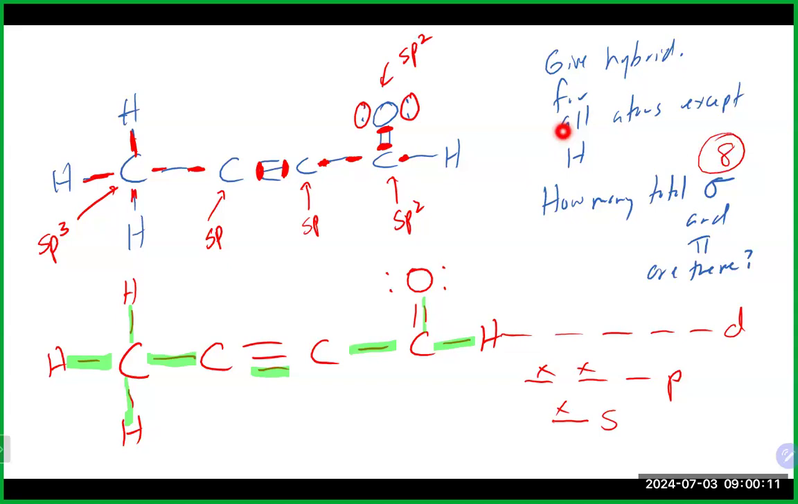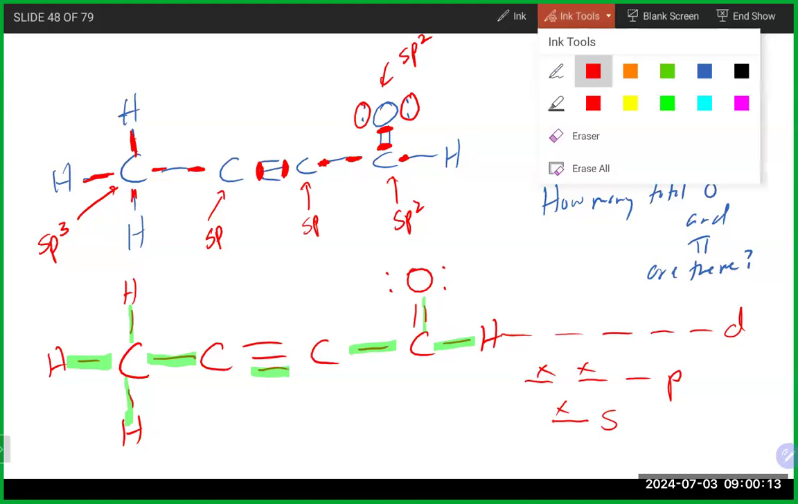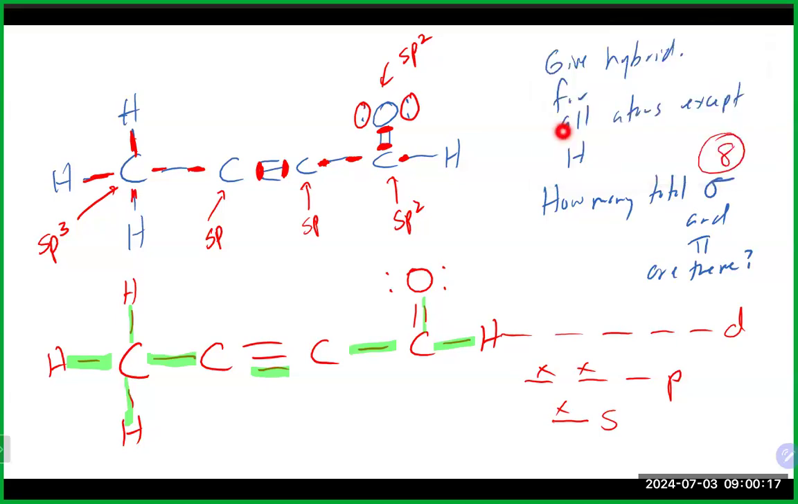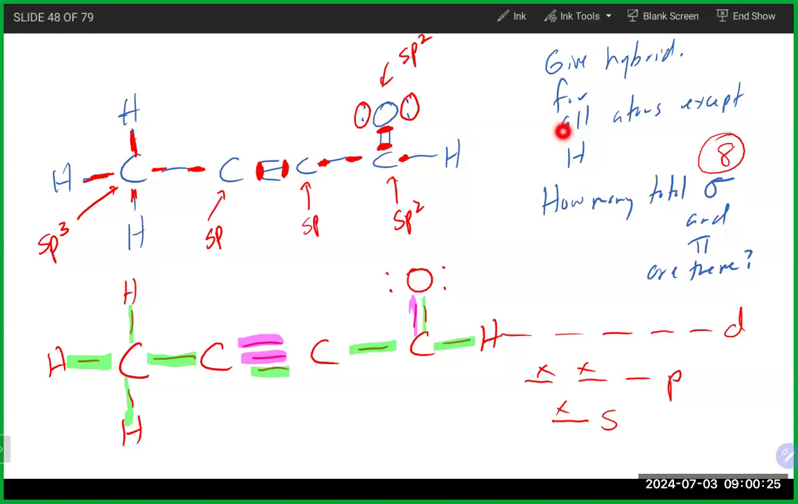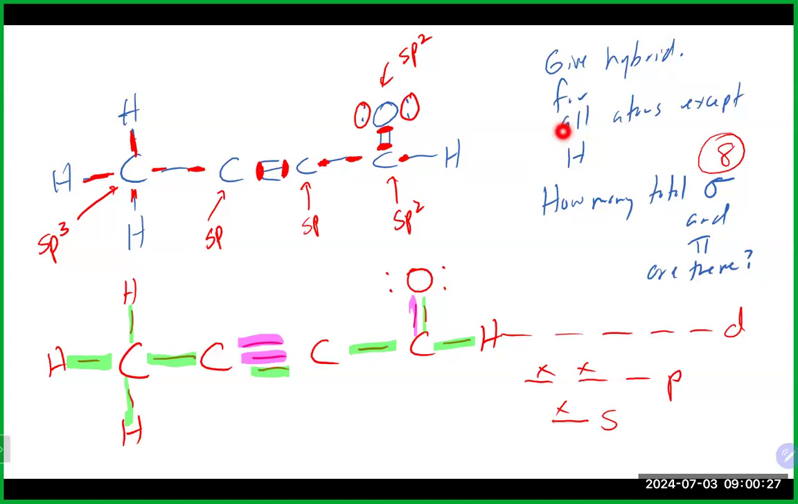Now that leaves us pretty much for our pi bonds, which will be found in our double bond and triple bond. So that's going to be a pi bond, that's going to be a pi bond, and that guy would be a pi bond, which means we will end up with, in this case, 3 pi bonds. Any questions on how to assign hybridization, figure out sigma and pi bonds?